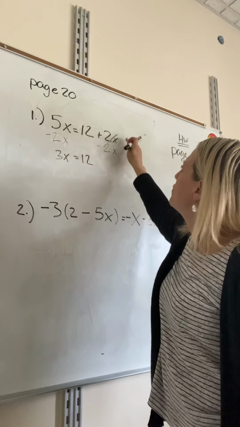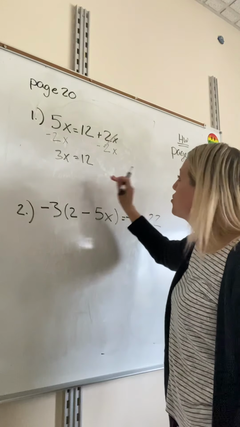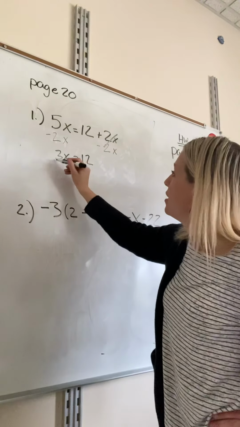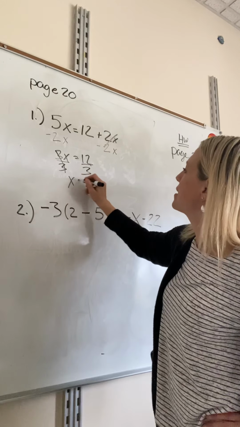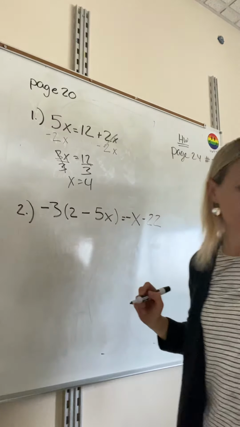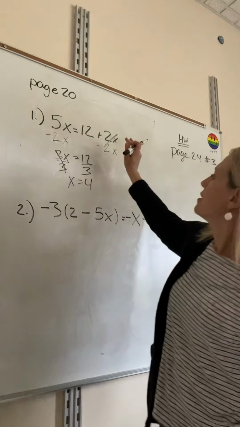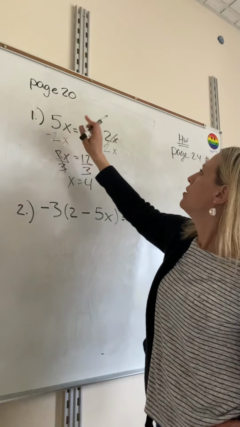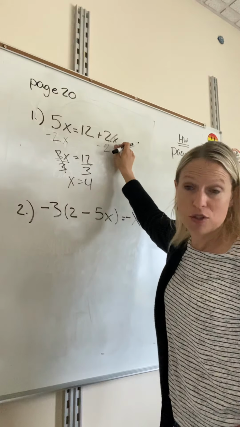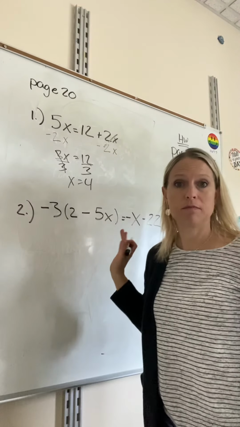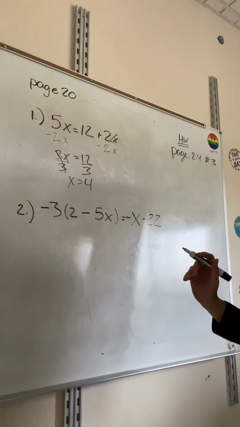Bring down your 12. 2x minus 2x was 0, so we wind up with 3x equals 12. Turn your coefficient into a 1 by dividing by 3: x equals 4. Check it in. 5 times 4 is 20. 12 plus 2 times 4. 2 times 4 is 8. 8 plus 12 is 20. Looks good.